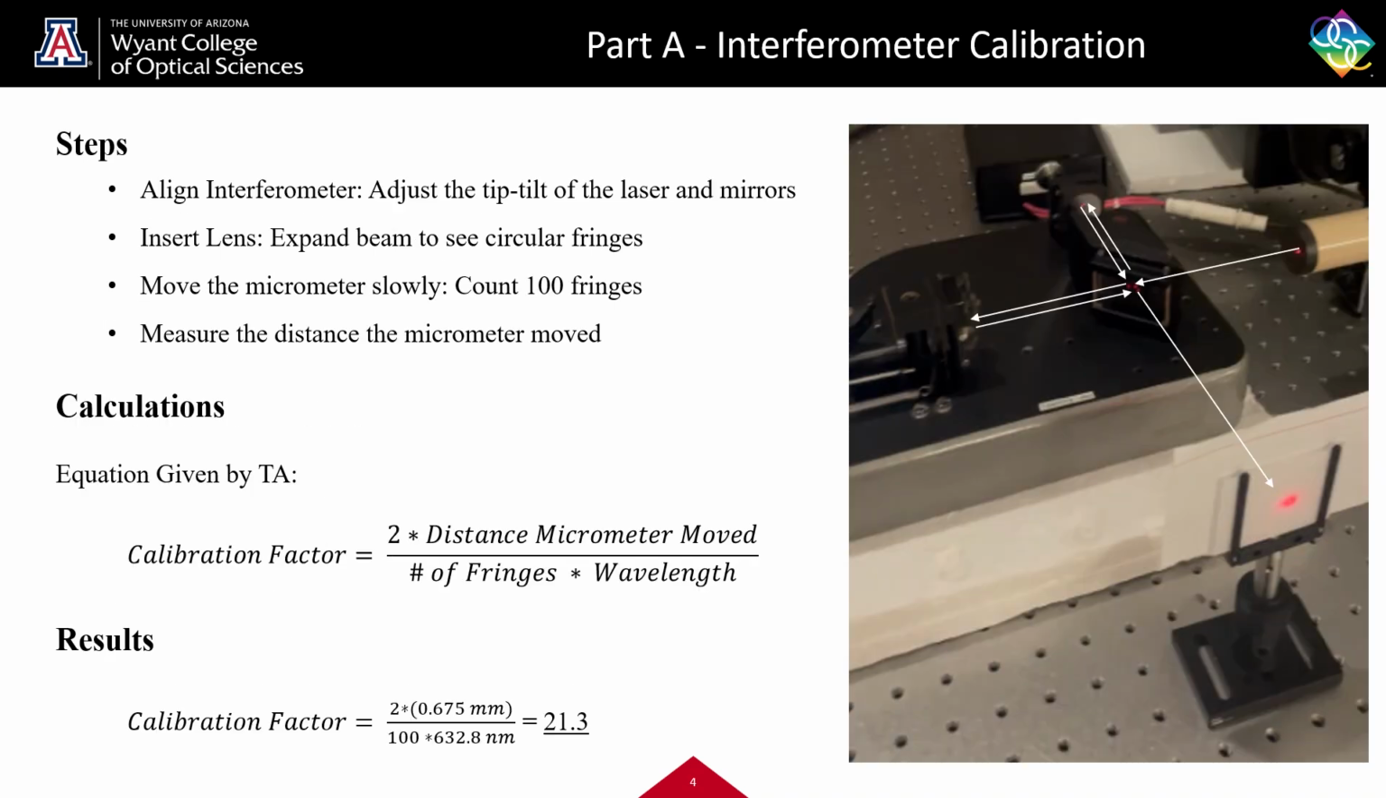And then, so here's part A where we calibrated our interferometer. So all we did was adjust the height of the laser or the tip tilt of the mirror so that the images from mirror 1 and mirror 2 are overlapped on top of each other. And then once we did that, we found the calibration factor by moving the micrometer and counting 100 fringes, and then using that equation on the screen is how we found the calibration factor.